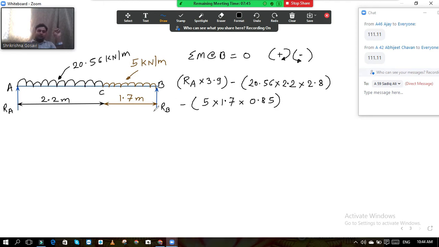Okay. Then last is this RB. RB is passing through point B, so its moment will be 0. So all this we are going to equate to 0. Therefore, after solving this, you will get the value of RA. Calculate and let me know the value of RA.